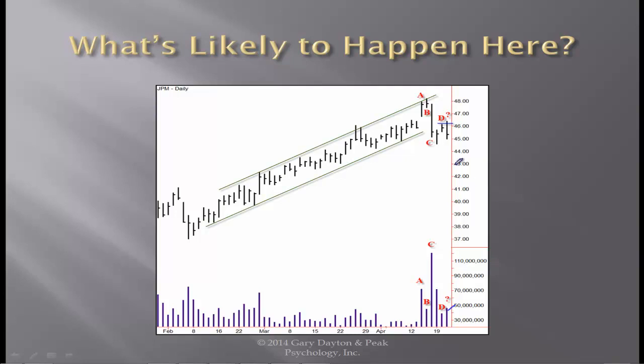Just short it and put your stop. You'd be shorting at 45.20 maybe, and you put your stop at 46.80. You've got a $1.50 stop. It's nothing for that kind of a stock, and you adjust your position size accordingly.